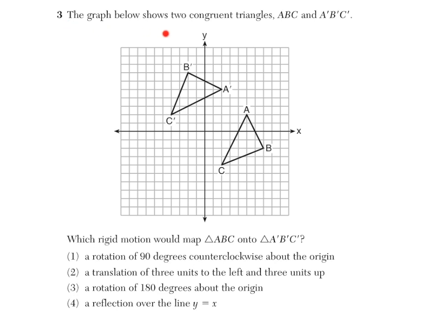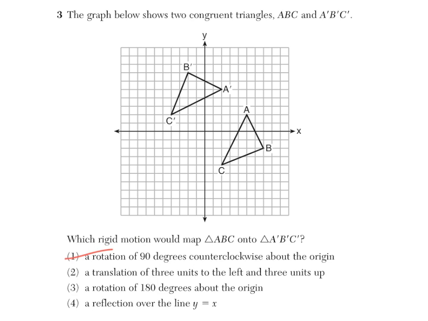Question number 3 says, the graph below shows two congruent triangles. Which rigid motion would map triangle ABC onto A prime, B prime, C prime? Let's take a look at our four options. We've got a rotation of 90 degrees counterclockwise about the origin. So here, of course, is the origin. If we're shifting 90 degrees, this triangle would fall right here. That doesn't work, so we can eliminate option 1.